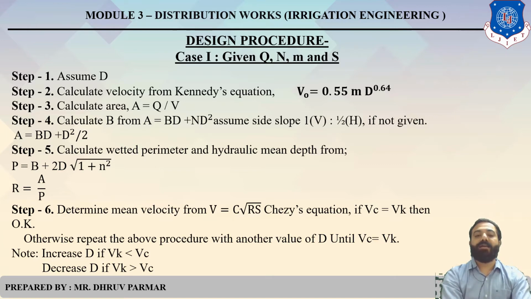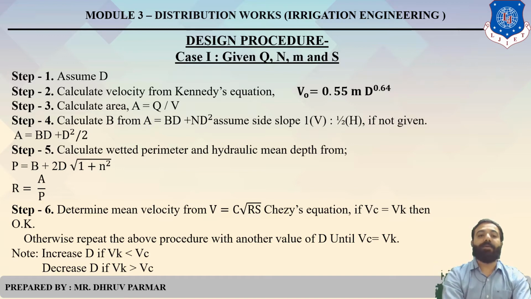Then in step 3, calculate area equals Q upon velocity. Then in step 4, calculate B from the area formula, which is A equals BD plus nD square. Clear? And if the side slope is not given, you can consider n equals 1/2 or 0.5. Clear? So the formula will be BD plus D square by 2.